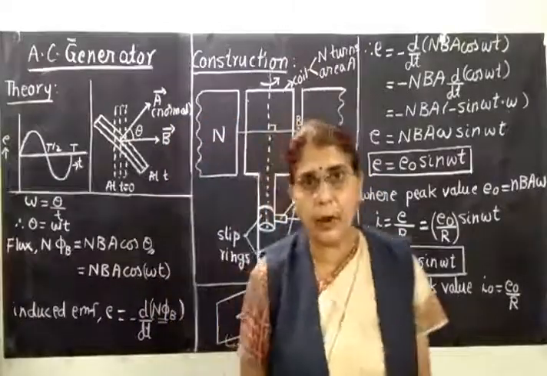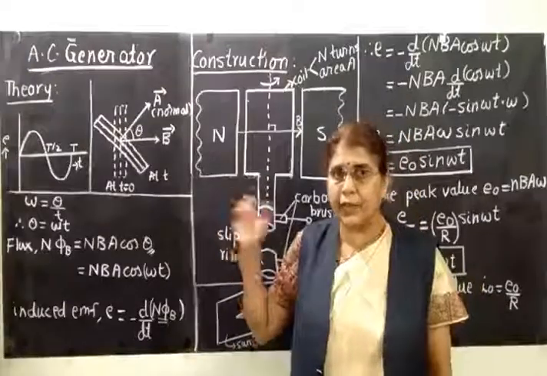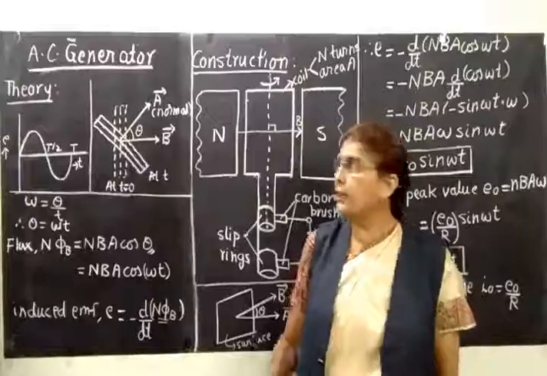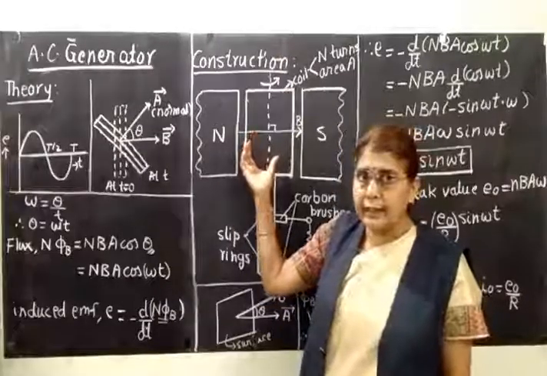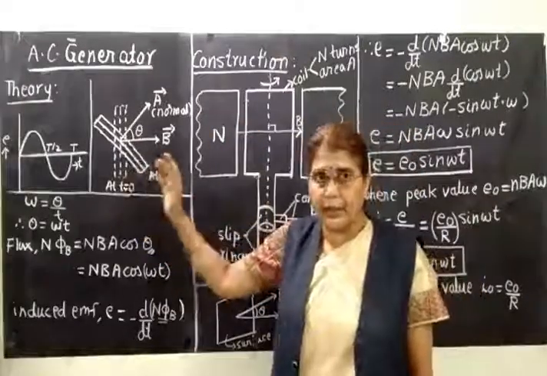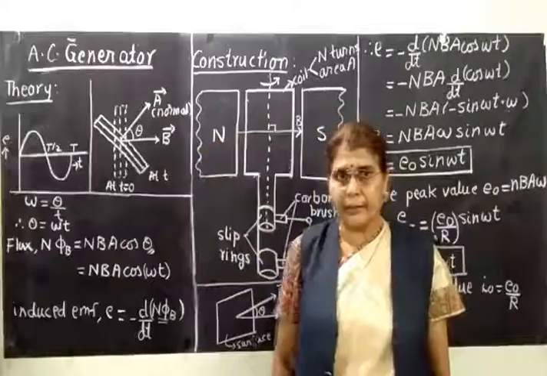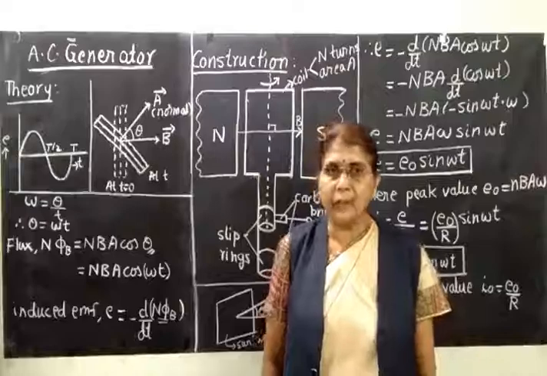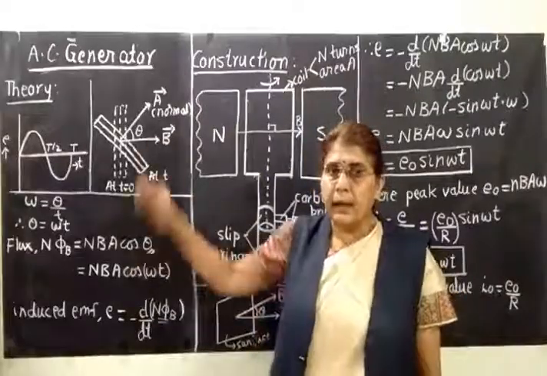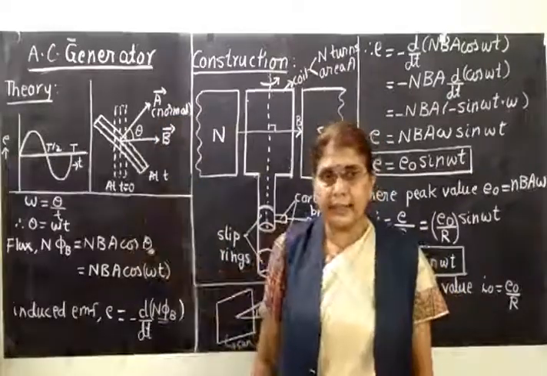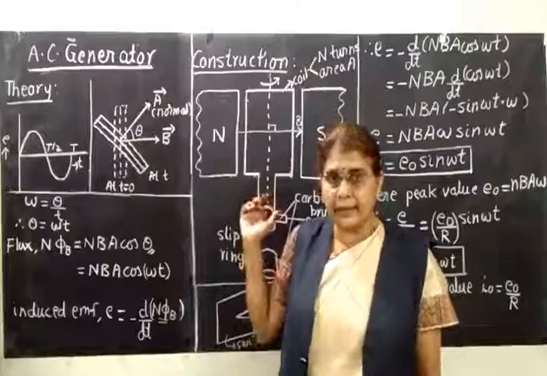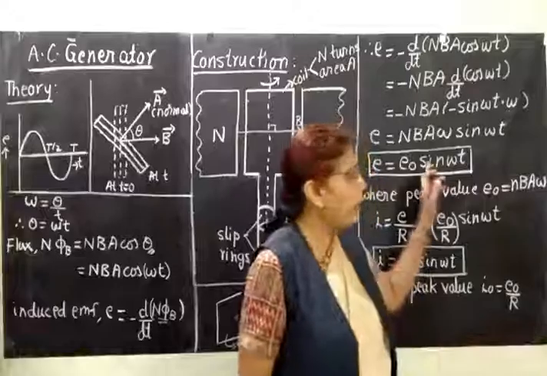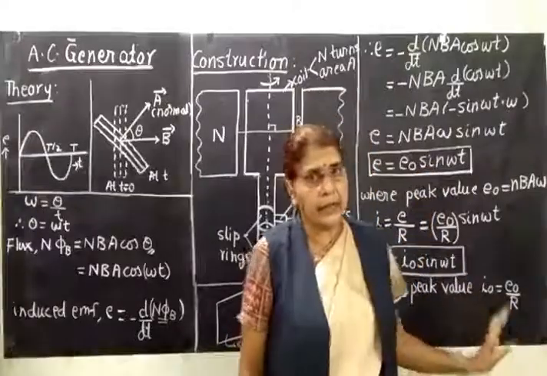So this theory of AC generator is asked for 5 marks in your exam, and it is important from your exam point of view. Sometimes the figure of AC generator plus the theory of AC generator together is asked for 5 marks. So learn this derivation very carefully. In the first session, we had seen the definition of AC generator, the principle and construction, and in the second part we have worked out the derivation of induced EMF and the induced current.